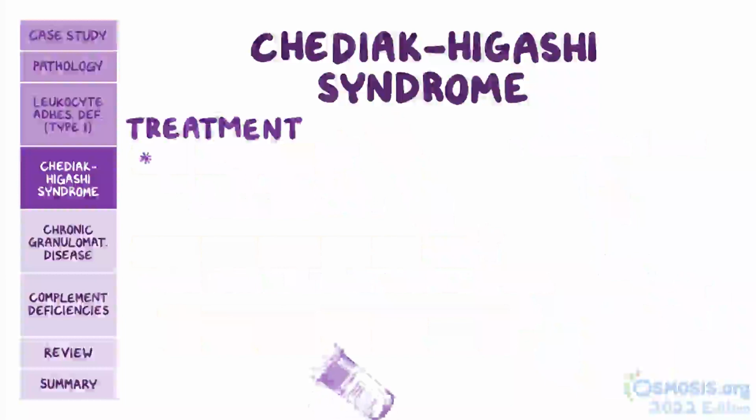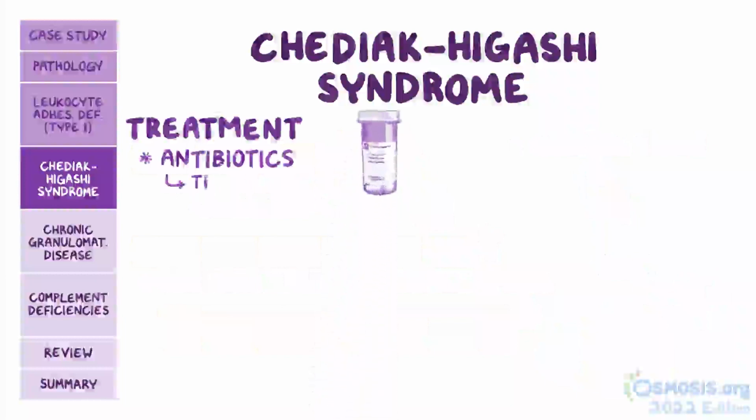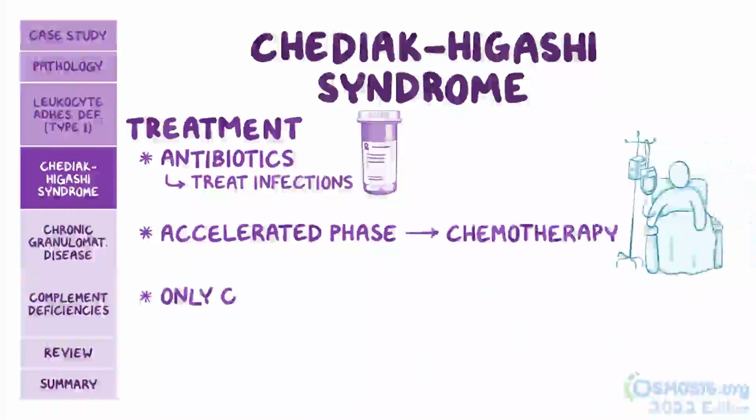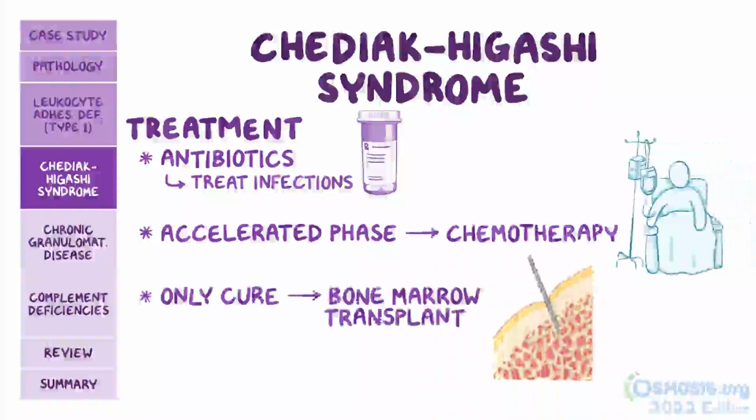For treatment, antibiotics can be used to treat infections, and individuals in the accelerated phase may get chemotherapy, but the only cure for Shigyaki-Gashi syndrome is a bone marrow transplant.